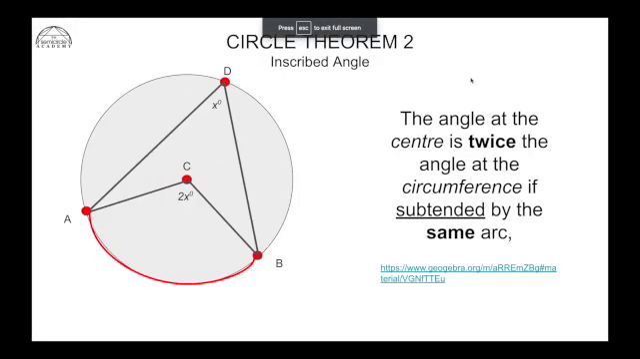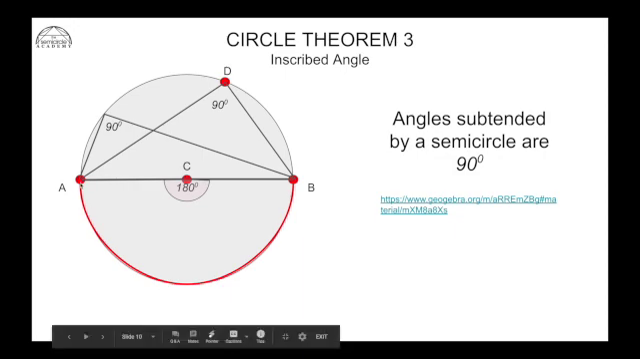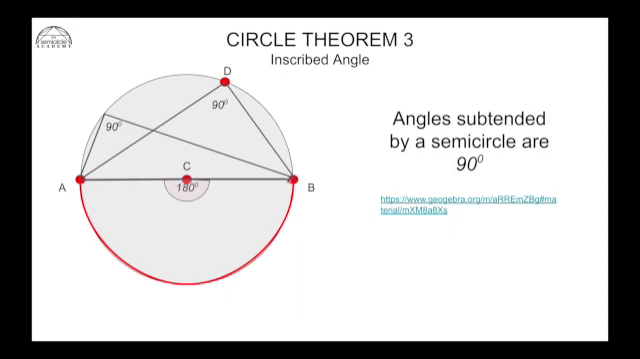So the angle at the center is twice the angle at the circumference if they are subtended by the same arc. Now moving on to Theorem 3, right? We have here an arc AB, but that arc is a semicircle. You can see from the center here we have an angle of 180. So this radius going straight out CB, and this radius going straight out CA, we end up cutting the circle in half.